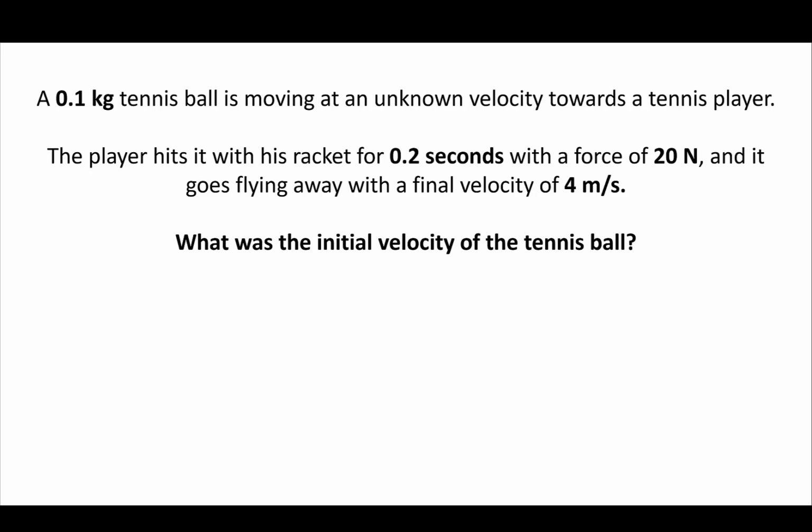Example 6. You have a 0.1 kilogram tennis ball moving at an unknown initial velocity towards a tennis player. The player hits it with his racket for 0.2 seconds with a force of 20 newtons, and it goes flying away with a final velocity of 4 meters per second. So what was the initial velocity of the tennis ball?